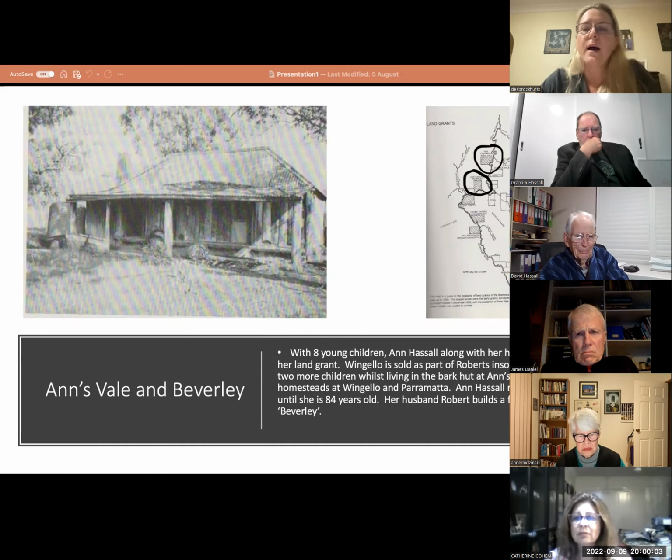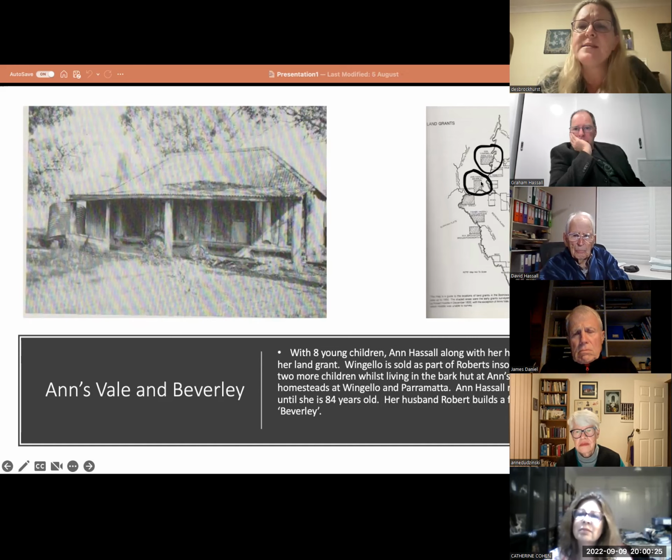So there were two properties in Borrowa. They travelled about 200 k's over to Anne's Vale, and Anne Hassall would have at least been breastfeeding, or she would have had little children and possibly been pregnant with the next one as they travelled with all their belongings over to Borrowa. And I've just put that little map there just so you can see. They were basically neighbouring properties along the Borrowa River.